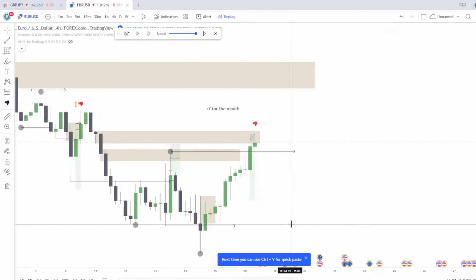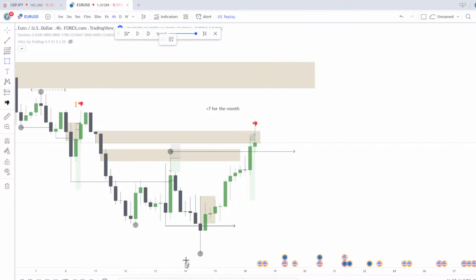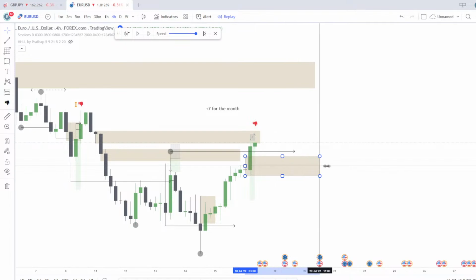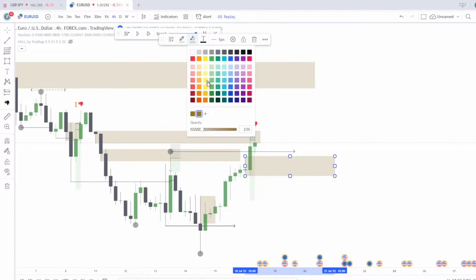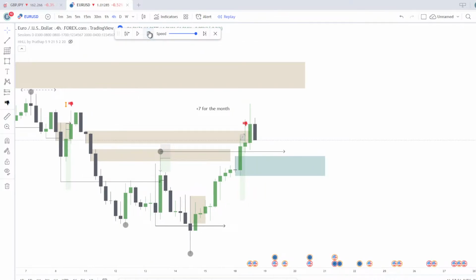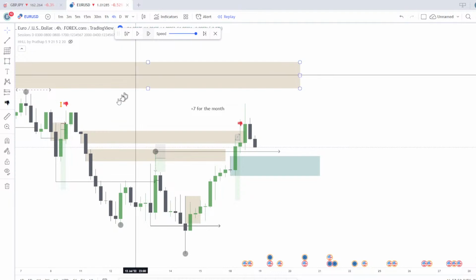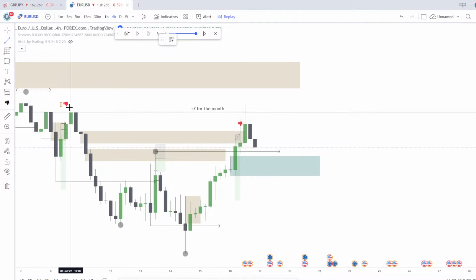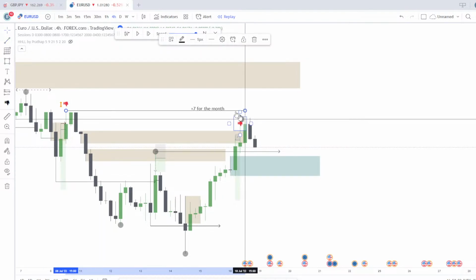Okay, so it looks like we have flipped a bit of supply here, so we'll be looking at entering off it. Let's see what price action gives us. Did this violate this high, yes or no? Yes, it did.